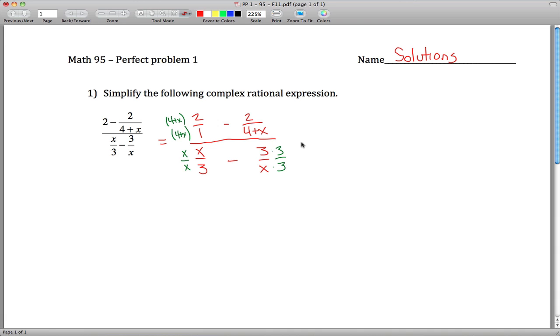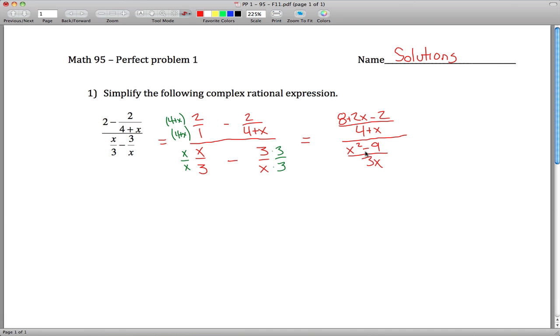And what that did is make it so we have the same common denominator in the top. So up top we have 2 times 4 plus x, which is 8 plus 2x, and then minus 2, divided by our common denominator, 4 plus x. And on the bottom, x times x is x squared, minus 3 times 3 is 9. And on the bottom, our common denominator is 3x.